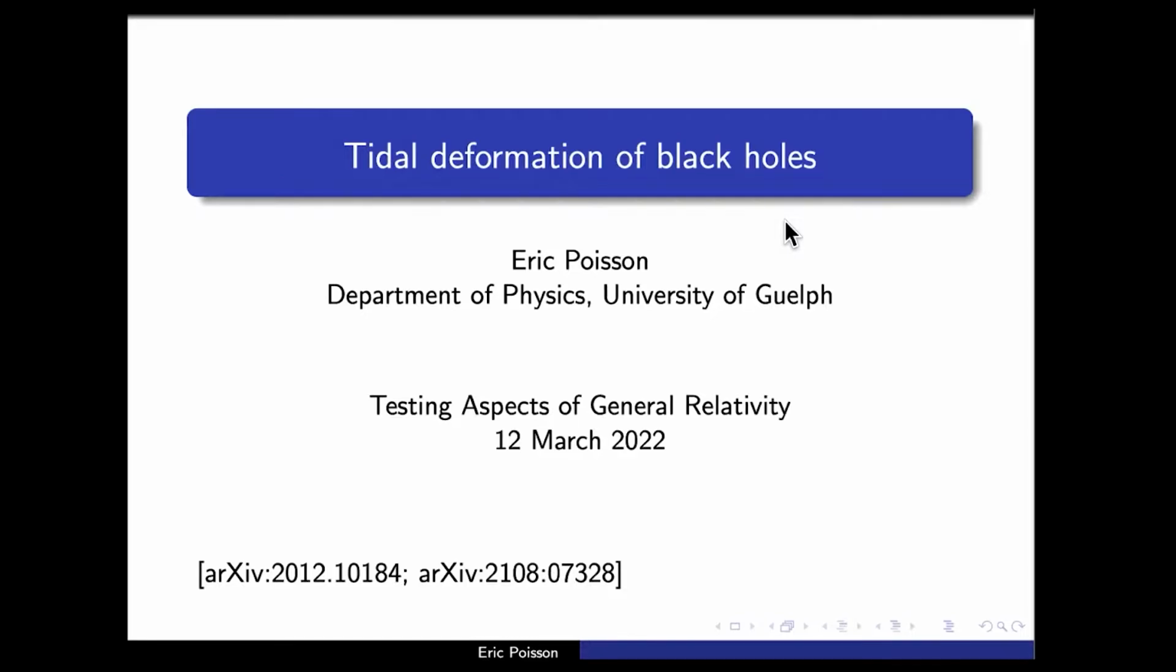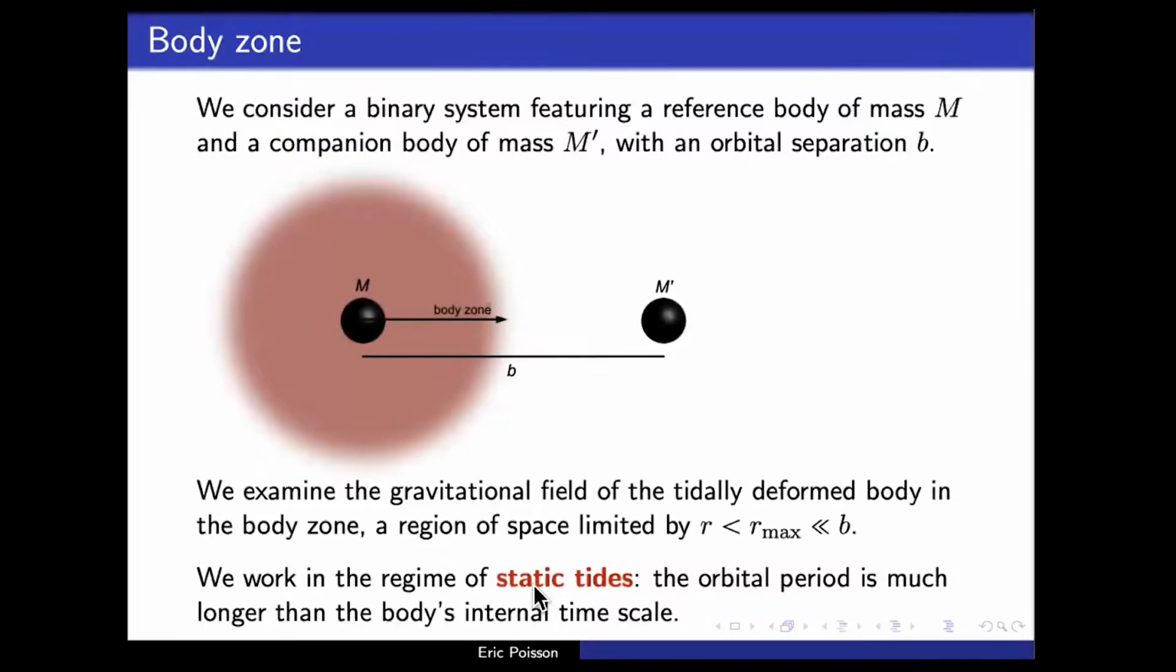So I'll be talking about the tidal deformation of compact objects. It's mostly going to be about black holes, but I will be starting out with a more general context where the object could be a compact object like a neutron star or a black hole. And the talk is based on two recent papers that go over all the technical details of what I'll be talking about here. So I'll launch right into it.